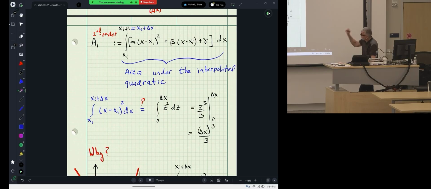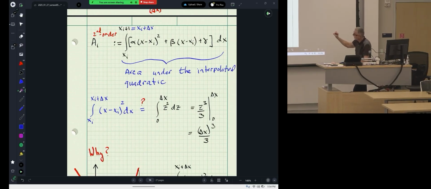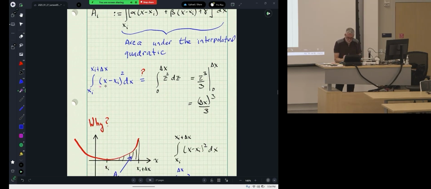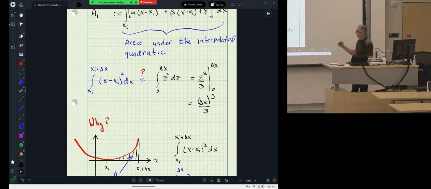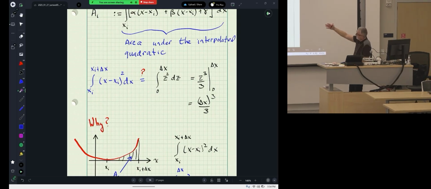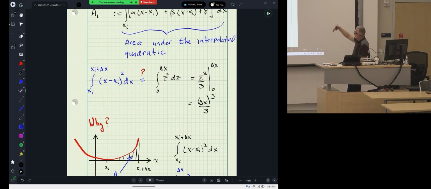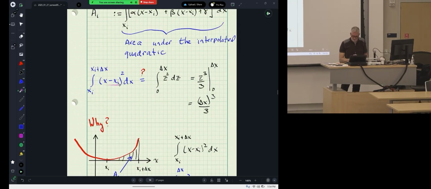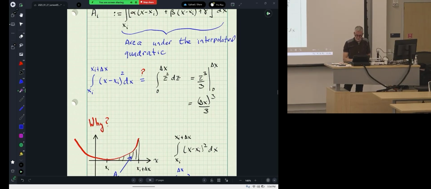Okay, so here's one more thing where I want you to pay attention. These integrals: if I were doing a third order, I'd have x minus xi cubed. And if I were doing a fourth order, I'd have x minus xi to the fourth, okay? They're super easy to do. I claim that the integral of x minus xi squared from xi to xi plus delta x is the same as the integral from 0 to delta x of z squared. So you don't have to multiply this out, is what I'm trying to avoid, okay?